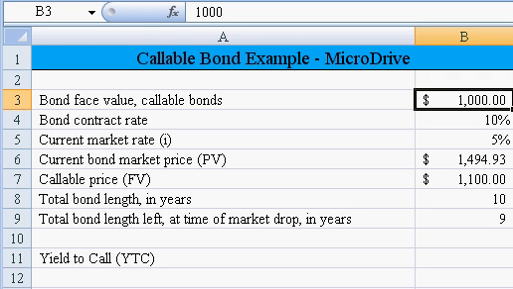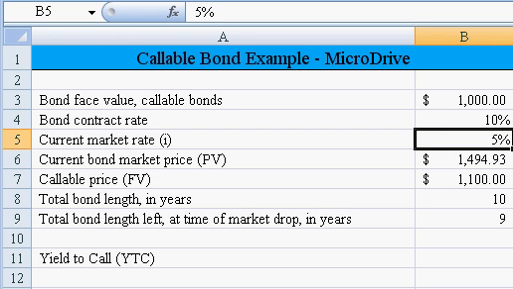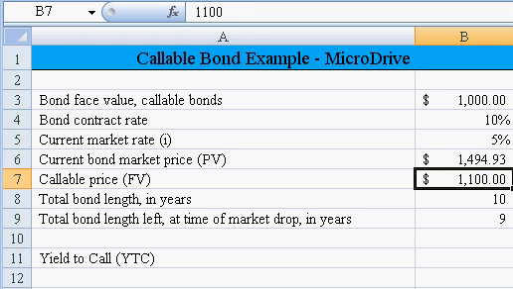The contract rate on the bonds was 10%, and in this example, we're assuming that the market rate on MicroDrive's bonds has currently fallen from 10% to 5%. As a result, the bonds are now trading on the market at a price of $1,494.93. We're also assuming the bonds have a callable price built into the contract of $1,100, which means the company can call them early at any point, in which time any bondholders will receive $1,100.